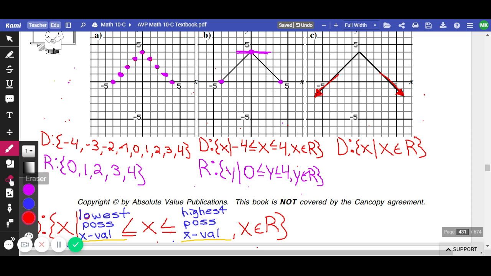The range is a bit more of an interesting one, because the range does have a restriction, but only one of them. So, range always starts off as R is y such that. That's how it always starts. Then you put your lowest possible y value. Lowest means the lowest a graph will ever go. Right? How far down does it go?